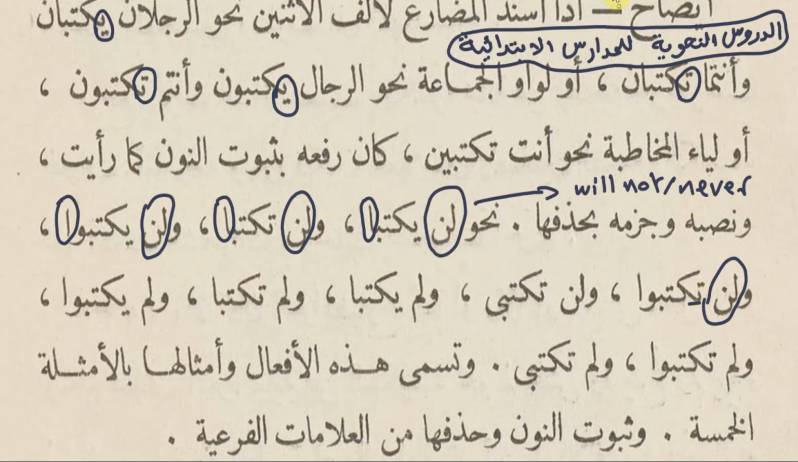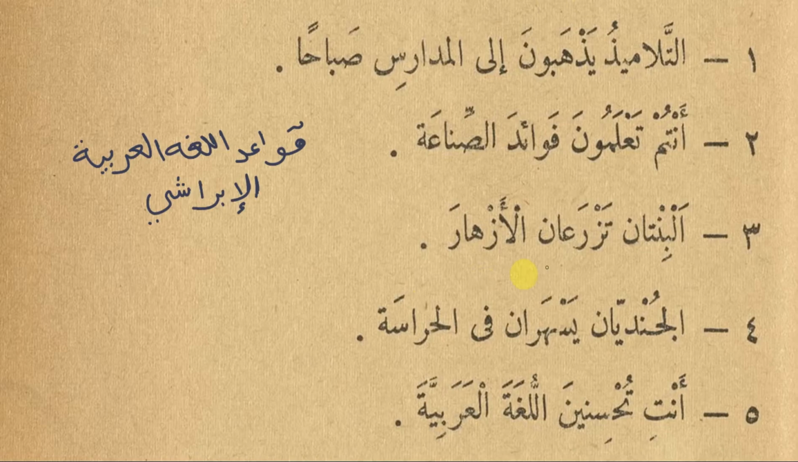So let's look at an example from this book here. This here, قواعد اللغة العربية. The author is الإبراشي. I will leave the link in the description. I think it's in the description already. If not, I'll just add it. So here we have different verbs. We talked about these before. Notice the n there with the present tense.